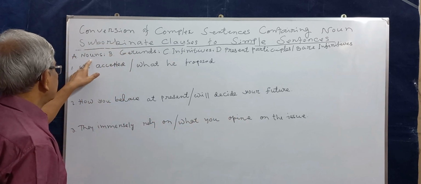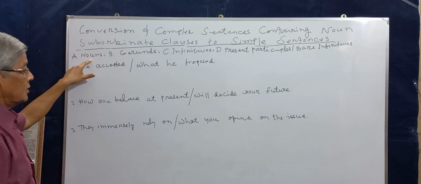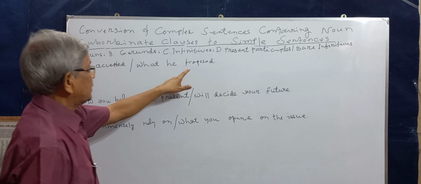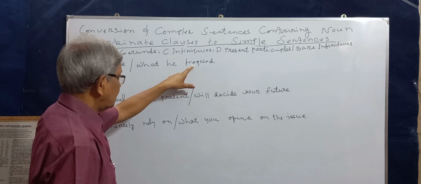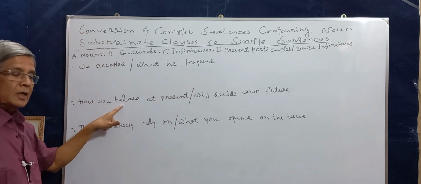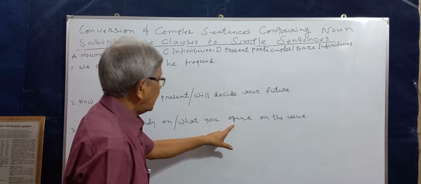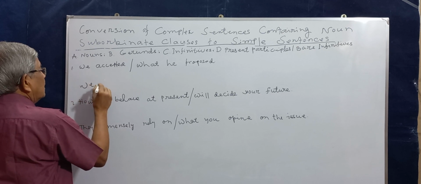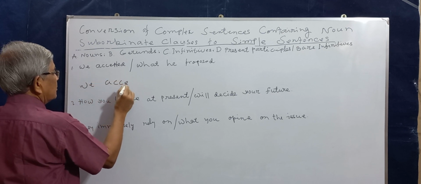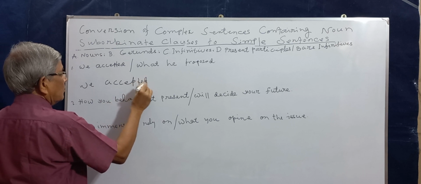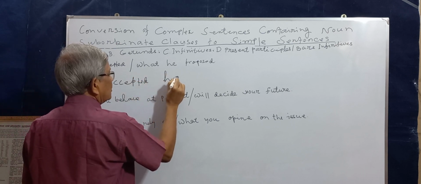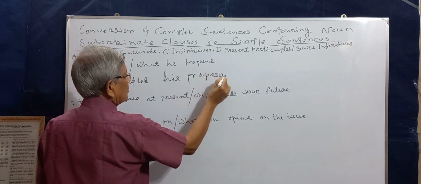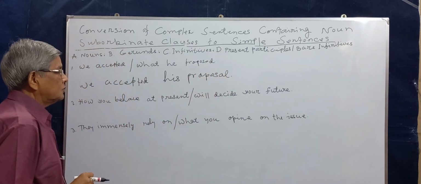Our first point is to convert complex sentences to simple ones by using nouns. Nouns of the respective verbs: proposed, proposal; behave, behavior; opine, opinion. We accepted his proposal. We accepted his proposal.